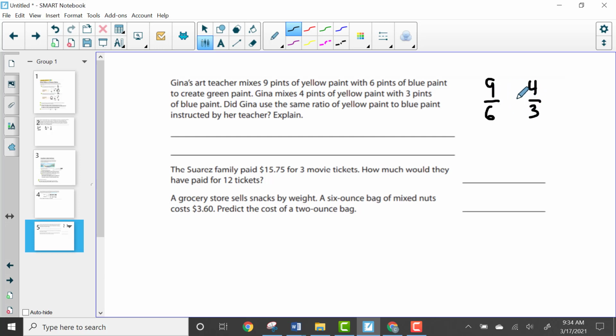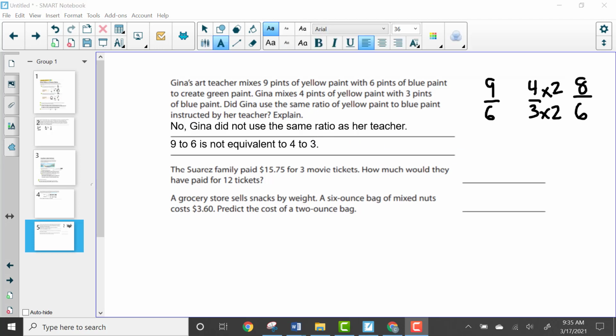So thinking about it, are these 2 ratios equivalent? In order to get 3 to 6, we can multiply 3 times 2, and that means we have to multiply the 4 times 2 as well, and that's going to give us 8 to 6 for the ratio. So is the ratio equivalent? We can see that no, it is not equivalent. Writing this out on page 165, you could write, no, Gina did not use the same ratio as her teacher. 9 to 6 is not equivalent to 4 to 3.